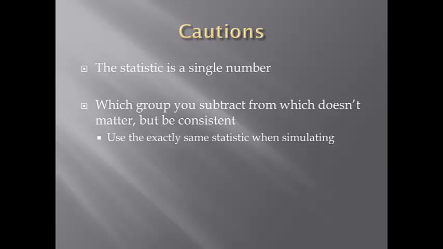A couple of words of caution: the statistic is a single number. It's the difference in the group means. In the 3S strategy, that first step, statistic, is always one number. And secondly, which group you subtract from which doesn't matter. Notice our statistic was negative 0.535. You could just as easily have used positive 0.535. Doesn't matter. You just need to be consistent. Whatever you do when you compute the statistic, do exactly that same thing when you do your simulation.